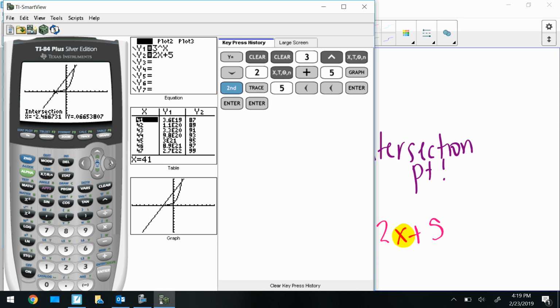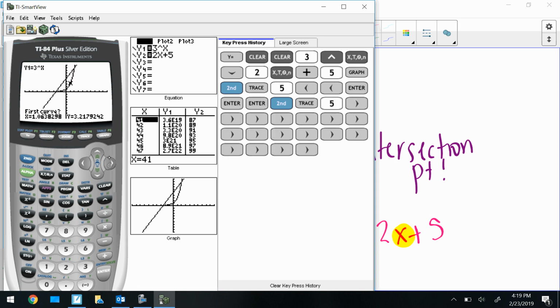So the next one, that gives you the first one. What happens is it gives you the intersection point that it is closest to. So if I want to find this second point now, I go second calc again. I'm going to go down to 5, and I'm going to arrow up to the right. My cursor's going to follow along. I don't have to be right on top of it; if I just get really close to it and it's blinking near it, that's where I'm going to start hitting enter.